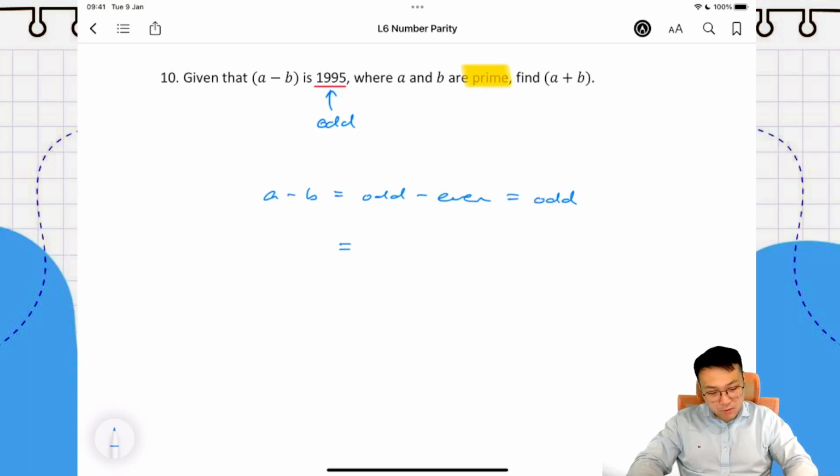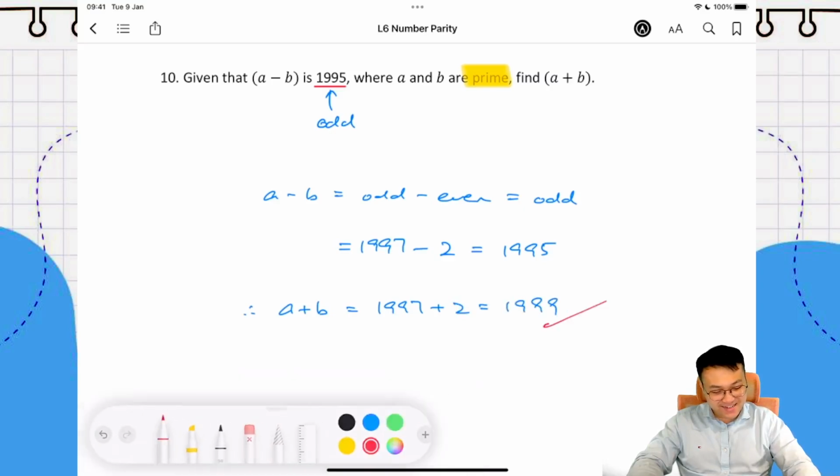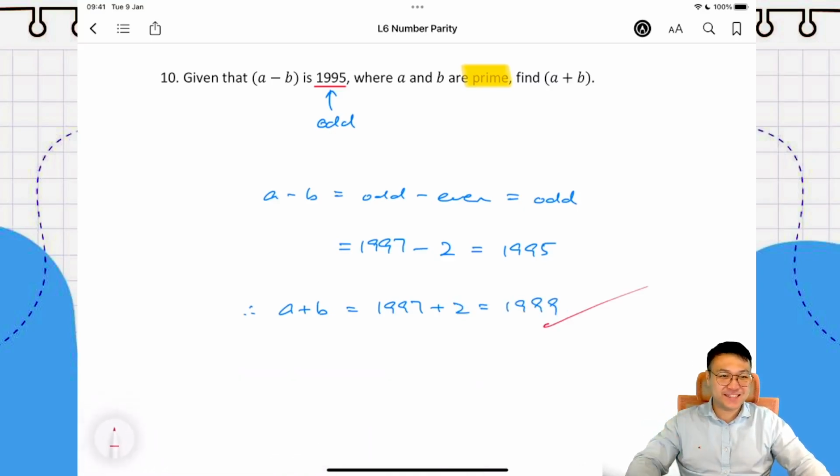So what do you think is the even prime number? 2. What do you think is A? 1997. So therefore, A plus B should be 1999. Yes. Easy or not? Well done. You got it, Kyla. Good job. Okay, so students, that was an easy one.